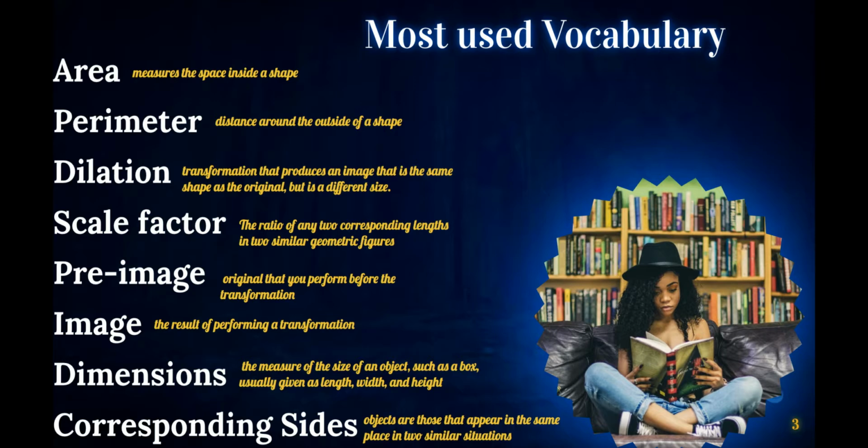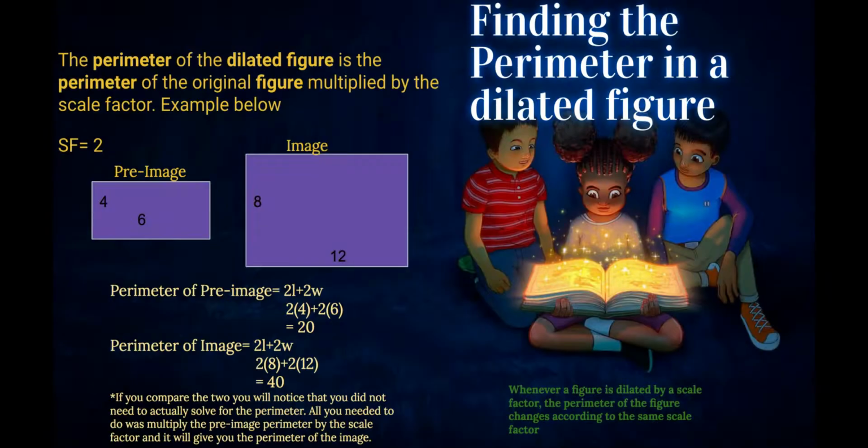The pre-image is the original figure before the transformation. The image is the result of performing a transformation, meaning it's after you do the transformation. The dimensions are the measures of the size of an object, such as a box, and it's usually given as length, width, and height. The corresponding sides are those that appear in the same place in two similar situations. Let's go on.